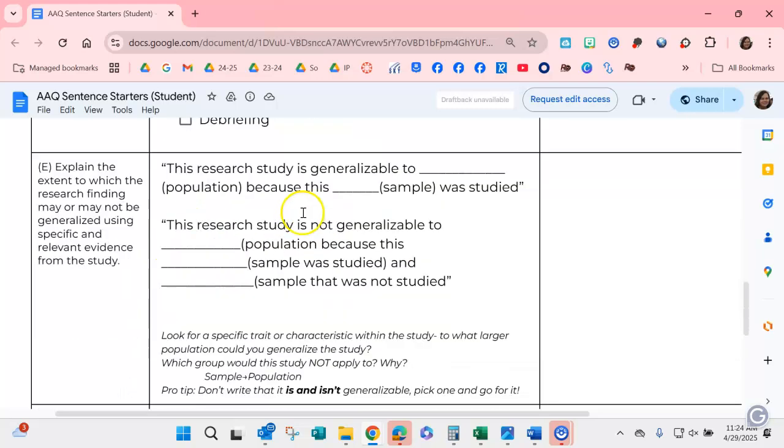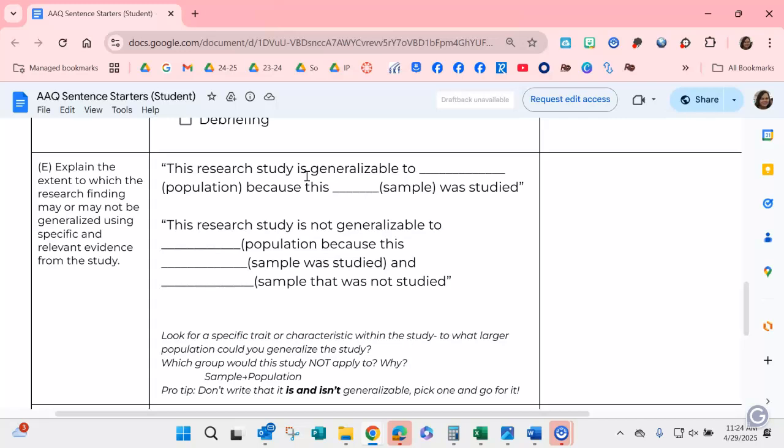All right, the next one, the generalizable part. So again, remember, generalizable means that that information can be used with a broader population. And you can say yes or you can say no. The things that you're looking for are the characteristics of who was in the study. Were they old? Were they young? Were they men? Were they women? Were they educated? Uneducated? Were they all in Texas? Were they all over the country? So you can use that information.